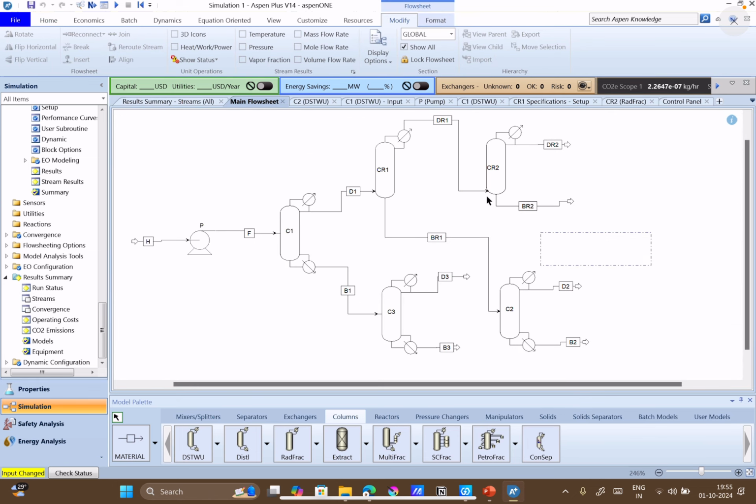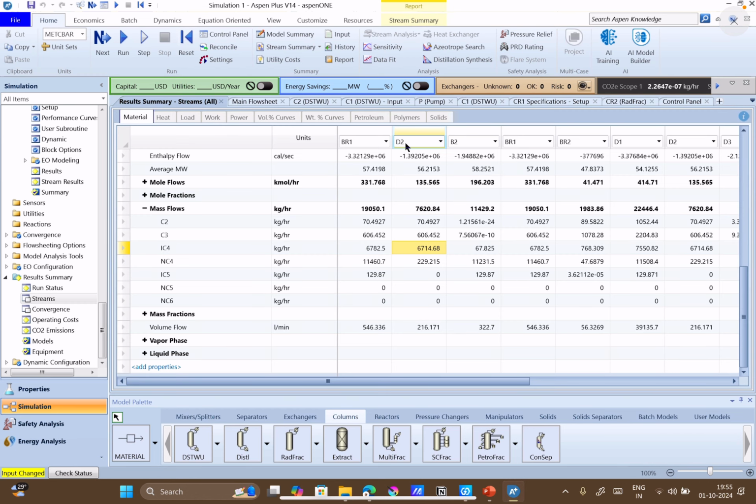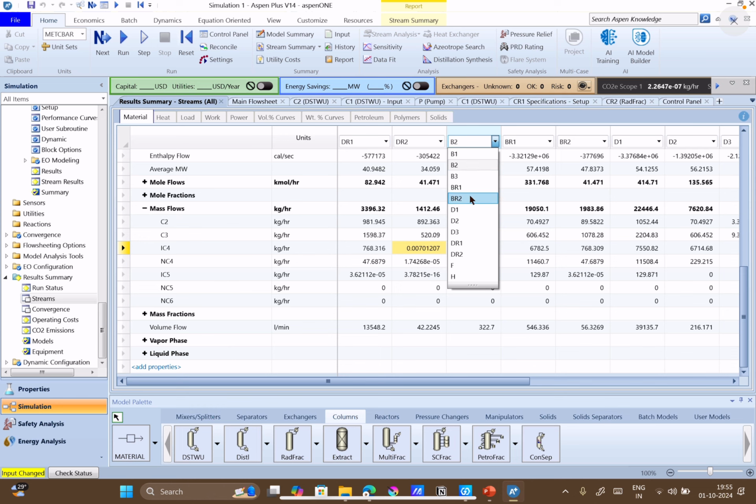In CR1, what should happen? You have lighter components: methane, ethane and propane. That should be separated in this CR2 column. So if we look at that, let's select DR1, and the output will be DR2 and BR2.